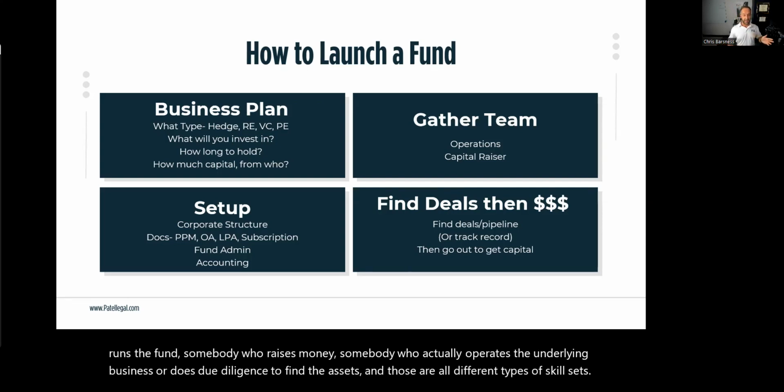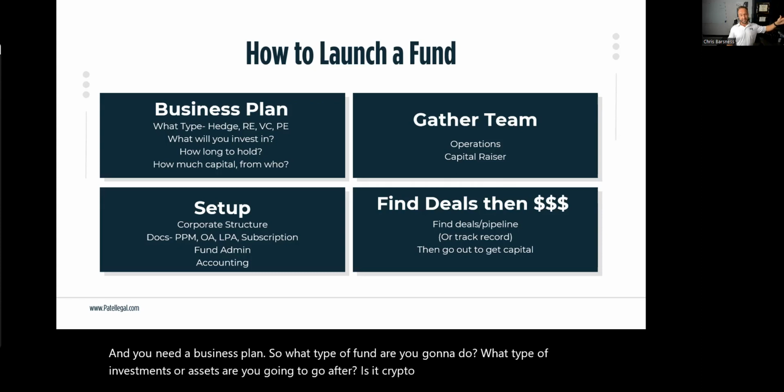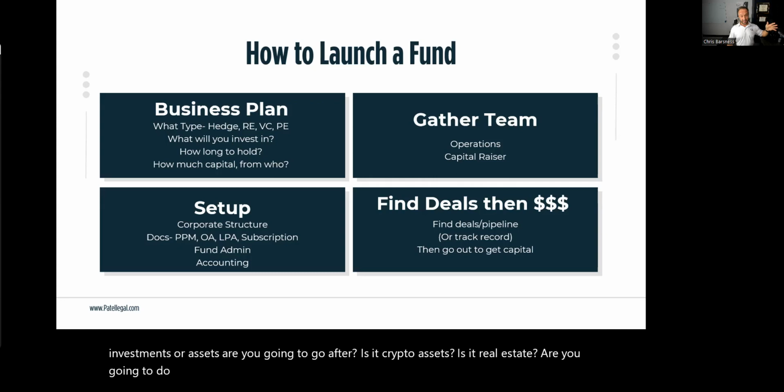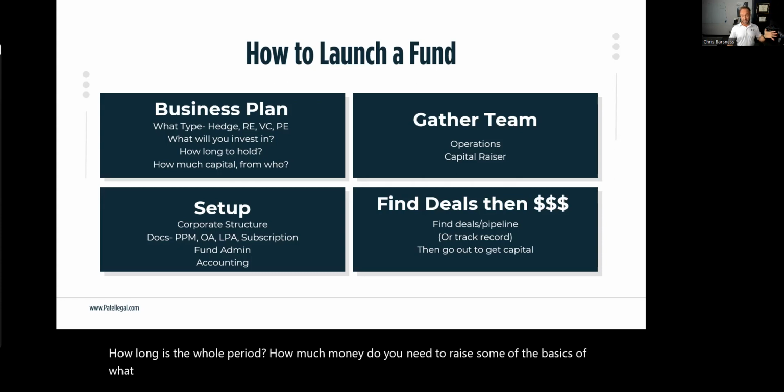And you need a business plan. So what type of fund are you going to do? What type of investments or assets are you going to go after? Is it crypto assets? Is it real estate? Are you going to do more like a hedge fund? How long is the hold period? How much money do you need to raise? Some of the basics of what your fund is going to look like and what your plan is. You need to come up with that.